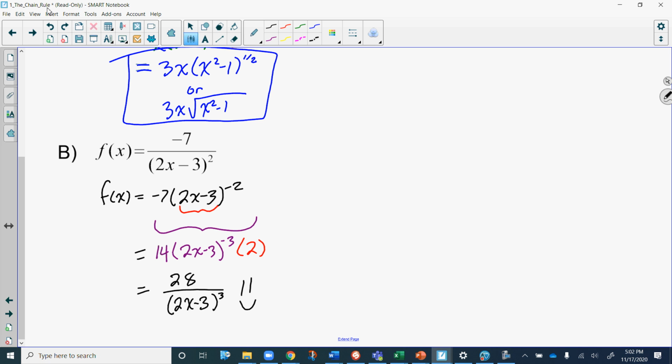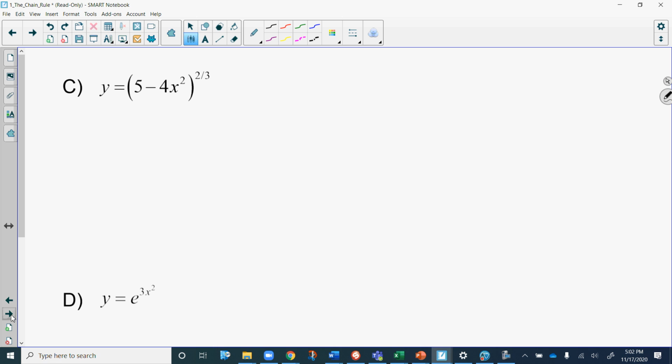Take the derivative of the inside part, which I did in red. So the derivative of the inside is just 2. And the 2 and the 14 multiplied together give me a 28. Move the negative exponent back to the denominator, and we're done. So hopefully we're getting the hang of it. Some of this is going to be a little bit easier than others.